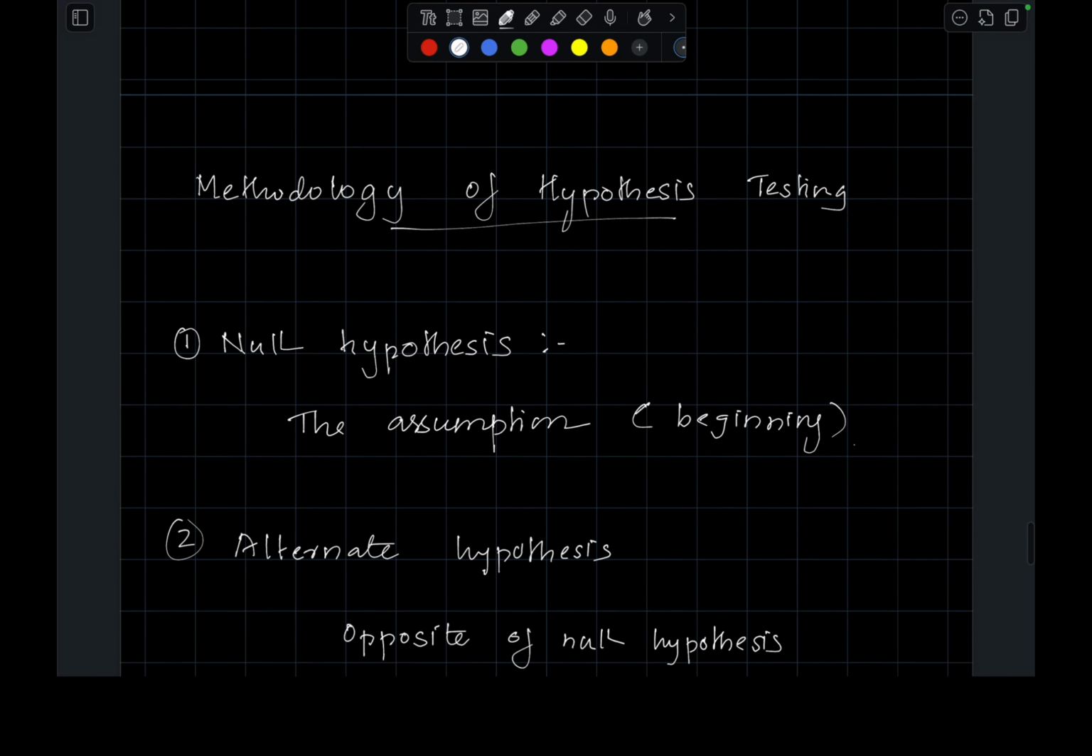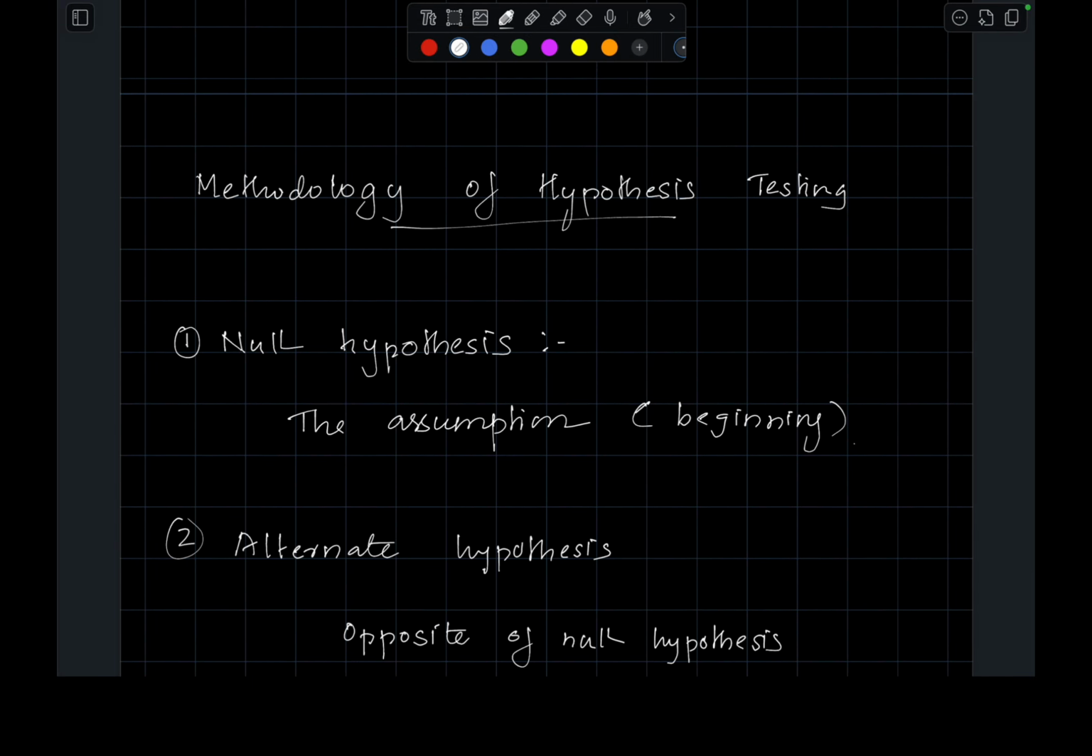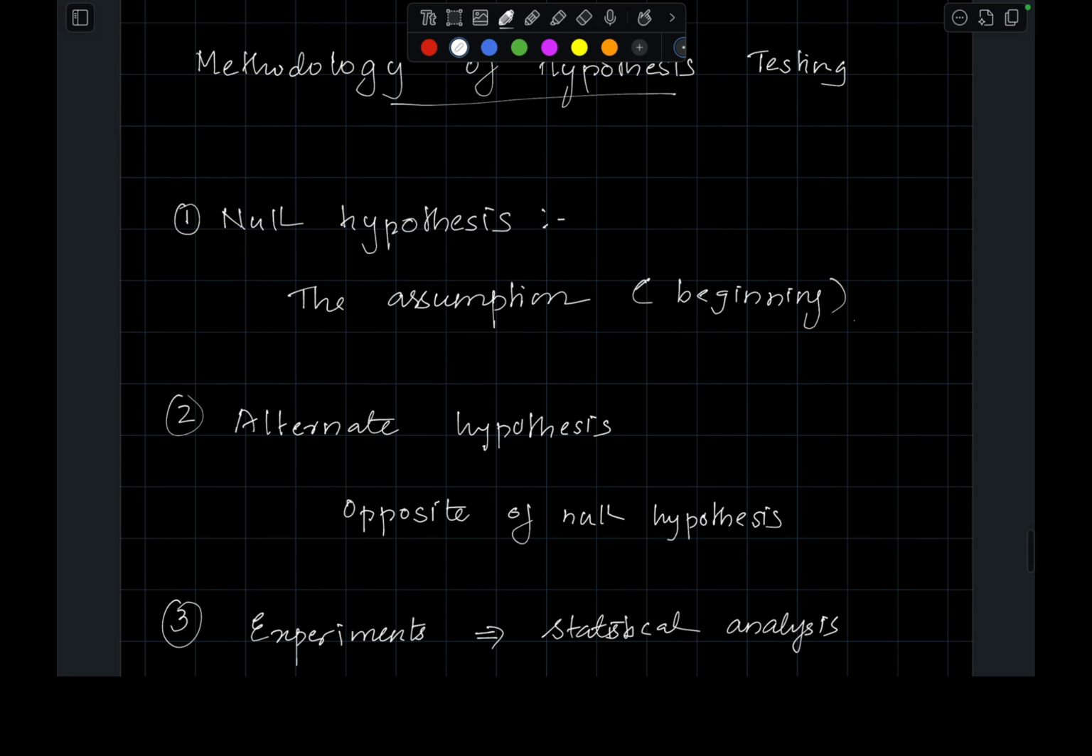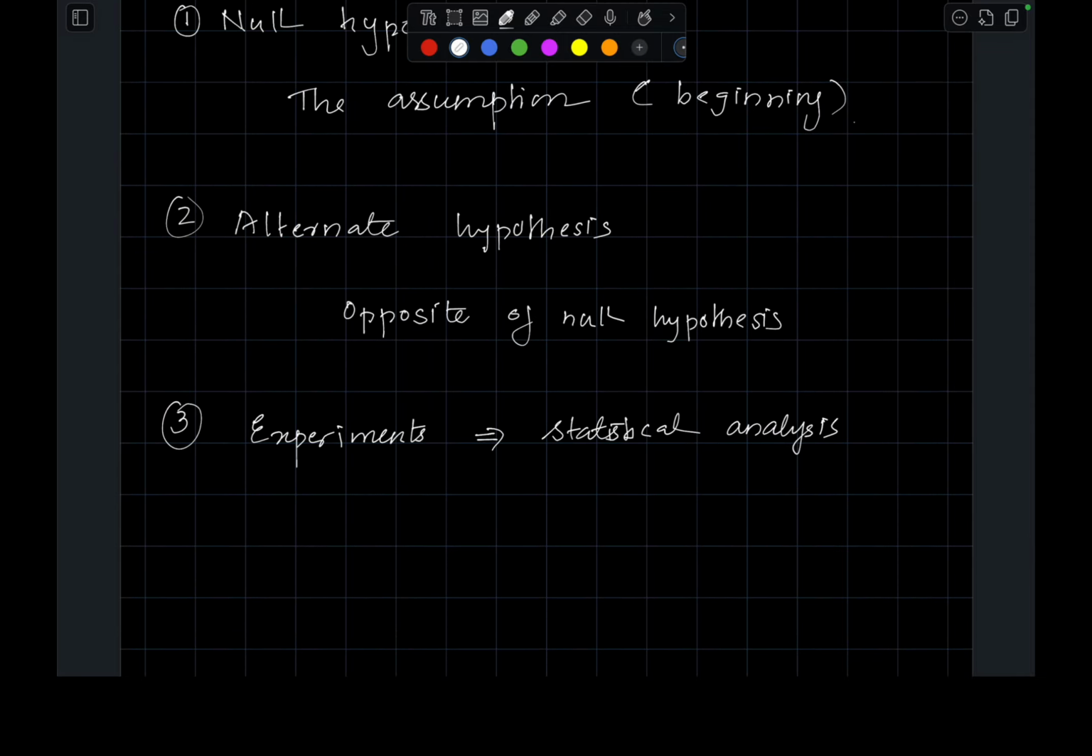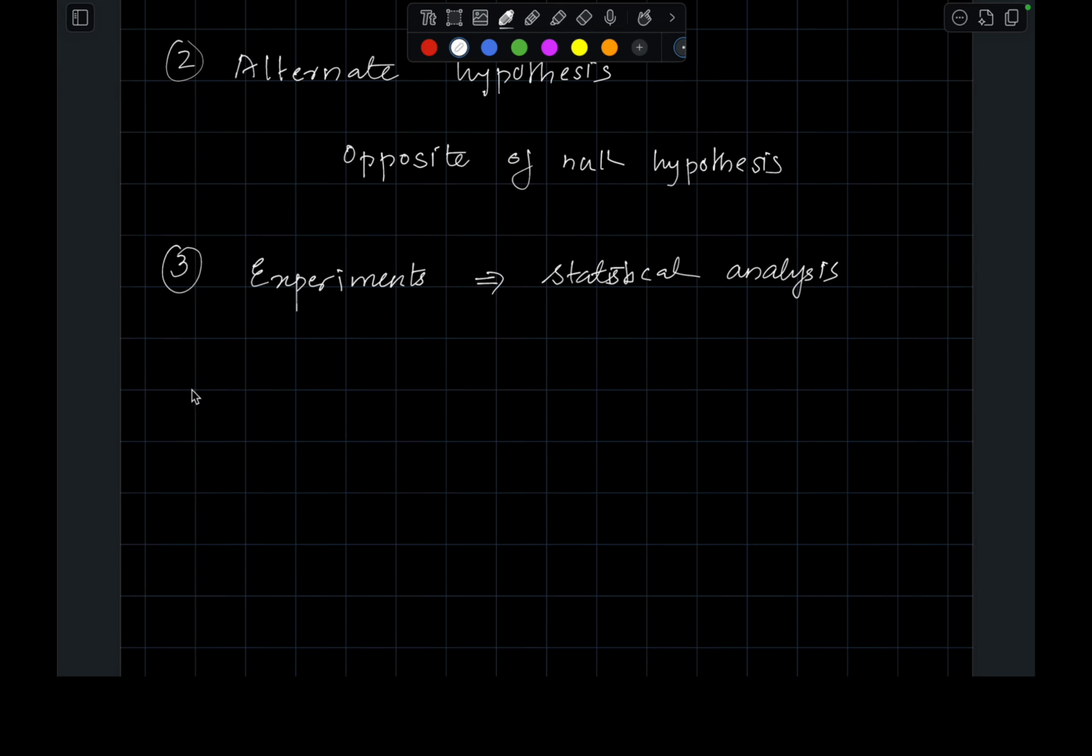And then we saw what are the methodologies of hypothesis testing. Started off with null hypothesis, which is the initial assumption or belief, and then comes the alternate hypothesis, which is just the opposite of null hypothesis. And the third case is experiments, which basically consist of statistical experiments or analysis. And then we have the fourth step in the methodology, which is the step where we accept or reject null hypothesis.